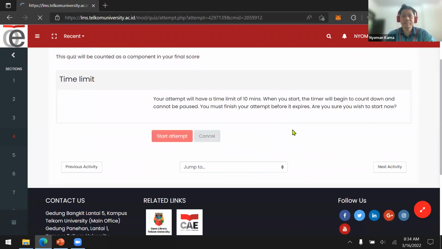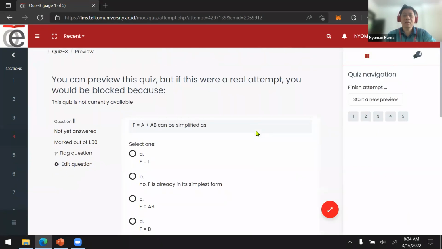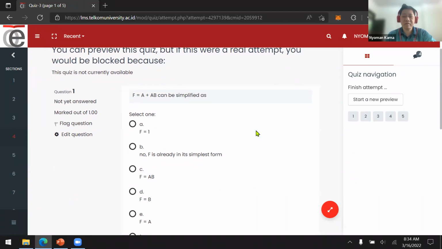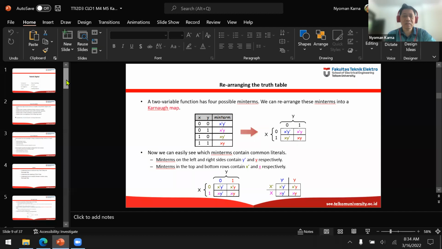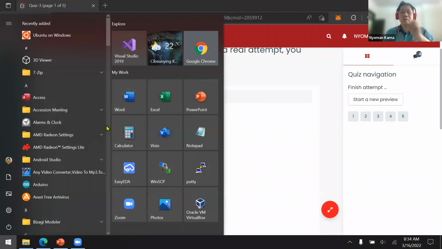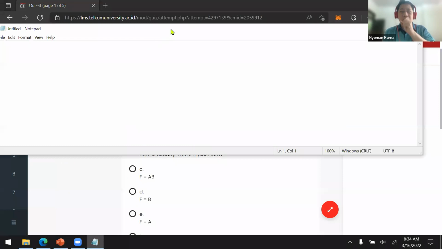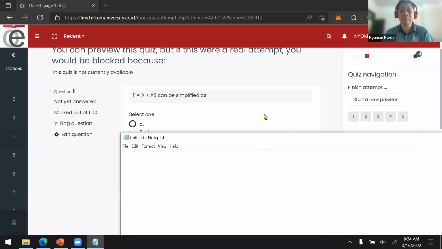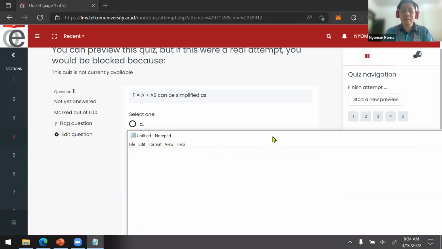Okay, start attempt. Now the first question is, if F is a function of A plus AB, it can be simplified as... let me just use Notepad. Let's say in here we have a function of A plus AB.